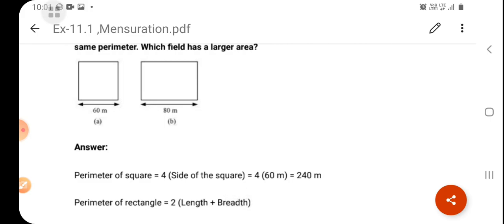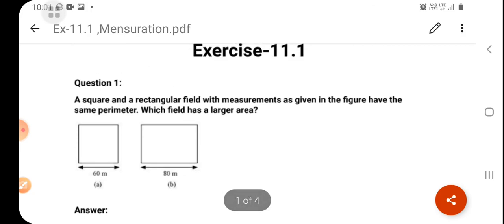Okay, in this way we have to find these perimeters and areas of the given squares and rectangles and circular semicircular shapes. Okay, so these measurements we have to calculate in this chapter, mensuration. This is our exercise 11.1.